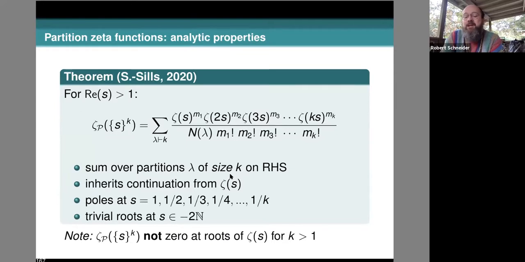I want to note that we don't get zeros at the roots of the zeta function unless k is equal to 1. So this partition zeta function does not vanish on the 1/2 line. Because if one of these vanishes on the 1/2 line, well, it might vanish on the 1/2 line, but not at the same roots that the zeta function does. I'm not trying to claim that it doesn't vanish on the 1/2 line, but it doesn't vanish at the same roots, because if any of these vanish, then other ones don't.